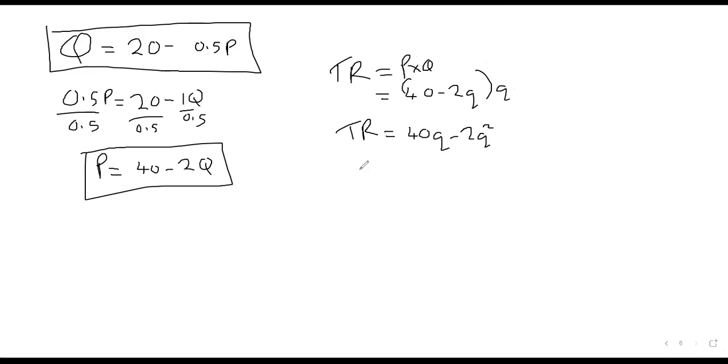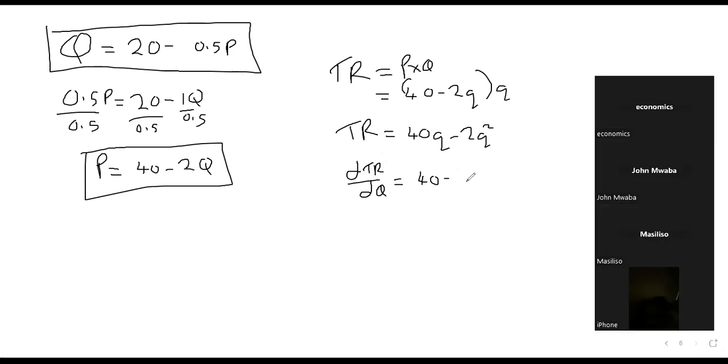So to differentiate it, we're going to set the TR over the what? The Q. So we're going to differentiate individually. So 40Q gives 40, and 2Q squared gives 4Q. So how do we maximize revenue? When we get the marginal revenue to 0. So our total revenue is optimized when we equate the MR to 0.